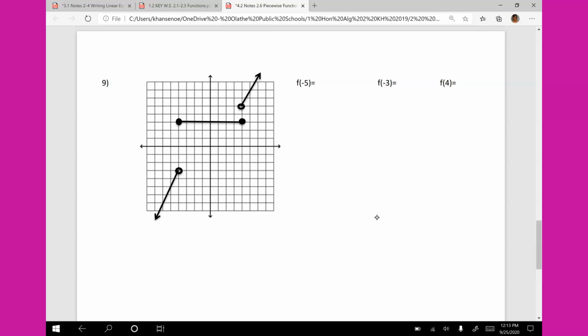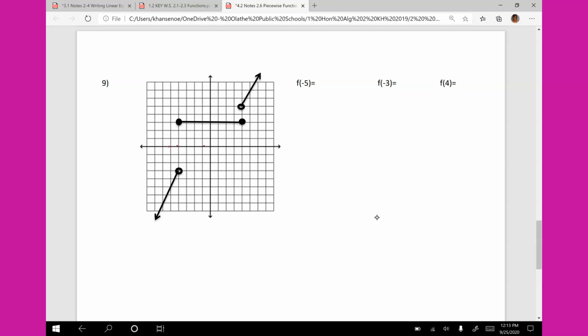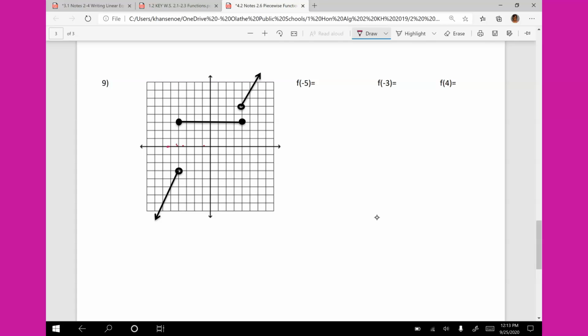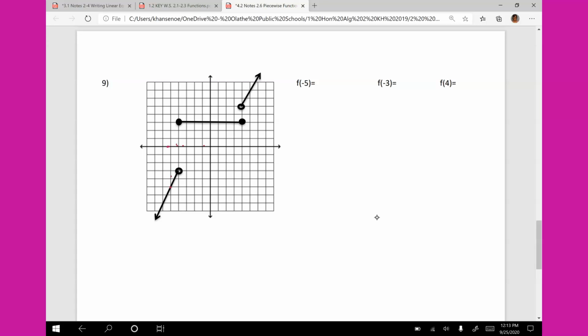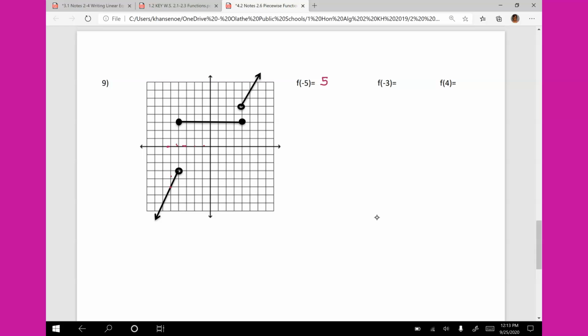So f of negative 5. 1, 2, 3, 4, 5. So I'm going down 1, 2, 3, 4, 5. I'm at 5. I go to negative 3. 1, 2, 3. I have to go up because I don't have any graph down here. So 1, 2, 3. So I'm at 3. I go to 4. 1, 2, 3, 4.